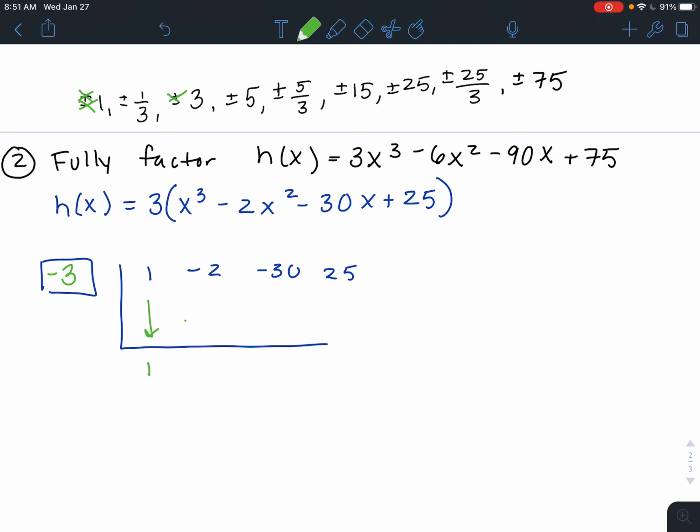Okay, let's test -3 then. Okay, so that's going to add to give me -5. Okay, that's going to give me +15. It's going to give me -15. Well, that would give me +45. Okay, so that's not going to give an answer. So 1's out, 3's are out. Okay, let's test the 5's then.